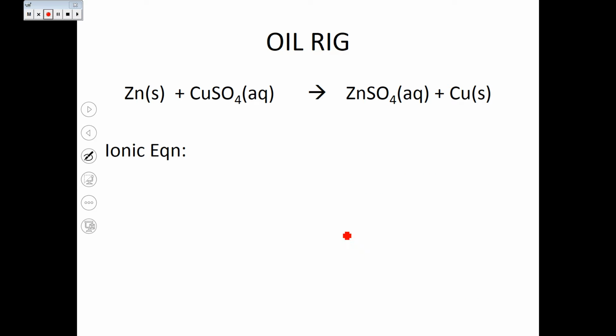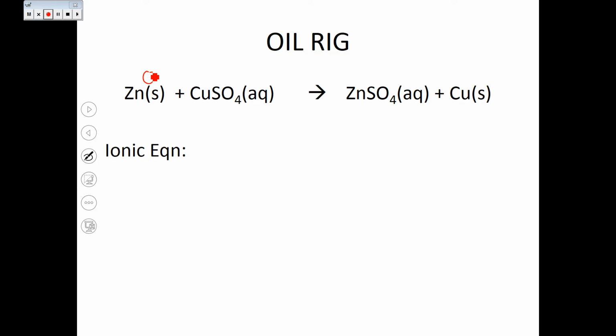Okay, so let's take a look at this equation right here. Remember that the oxidation number tells you how many electrons something has gained, lost, or shared. So if you have an element like zinc, its oxidation number is 0.